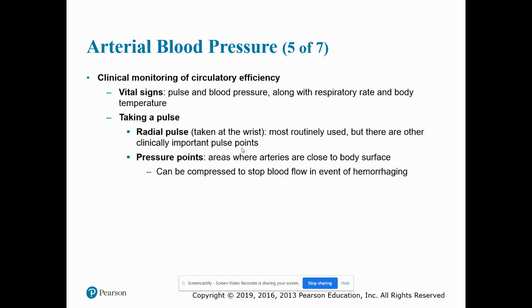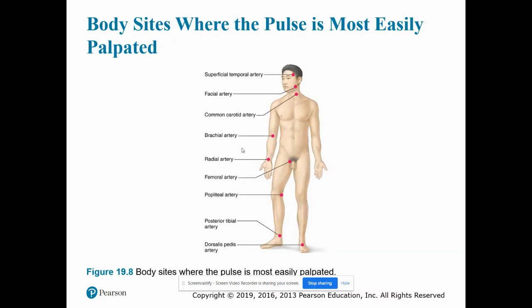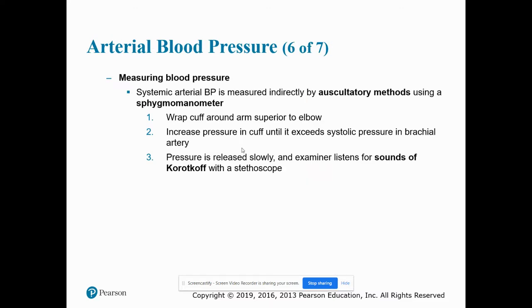There are also pressure points, which are areas where arteries are close to the body surface and can be compressed to stop blood flow in the event of hemorrhaging. These are just places where the pulse is most easily palpated. Measuring blood pressure is done indirectly with auscultatory methods using a sphygmomanometer.